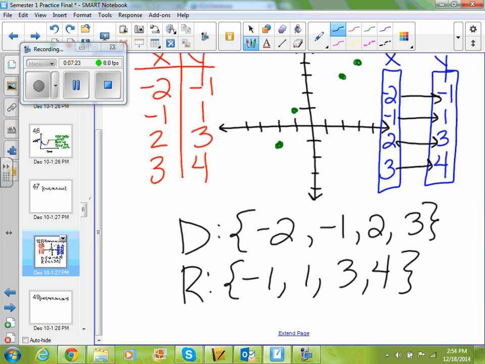Okay, and then the last thing it asks us to do is to decide if this is a function. And so we tell if it's a function by looking at our mapping diagram. So I'm looking at just my x's in my mapping diagram. If I look at just my x's, do I have more than one arrow coming out of any of my x's? No. And so then, yes, this is a function. So those are the 6 things that you're going to have going on that one problem.